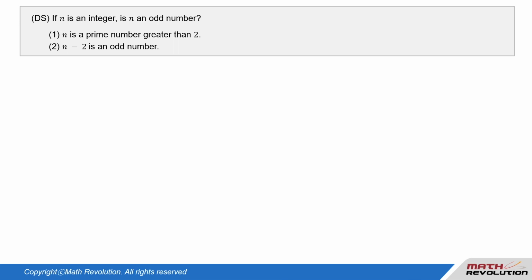DS. If n is an integer, is n an odd number? Condition 1. N is a prime number greater than 2. Condition 2. N minus 2 is an odd number.